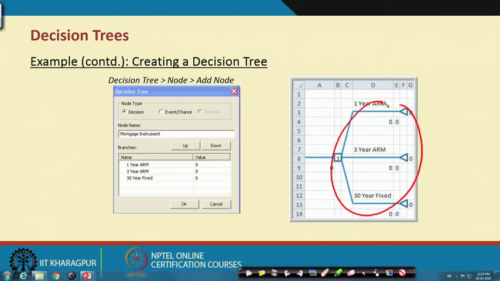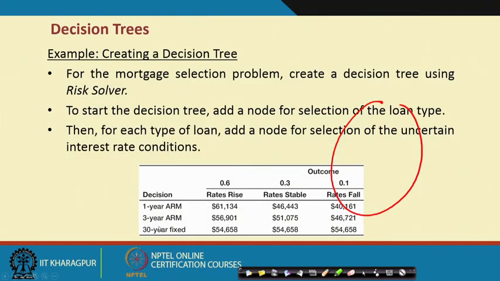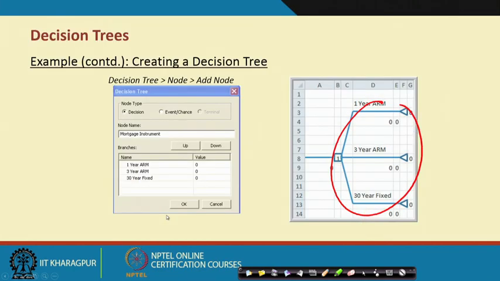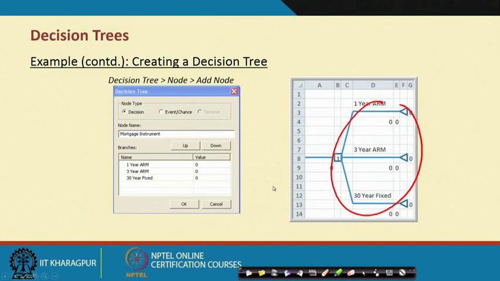Now we have a problem here, and these are the three alternatives, which we plot in this decision making process. The decision tree gives you more clarity about what the problem is, and it has three different alternatives: 1 year ARM, 3 year ARM, and 30 year fixed.